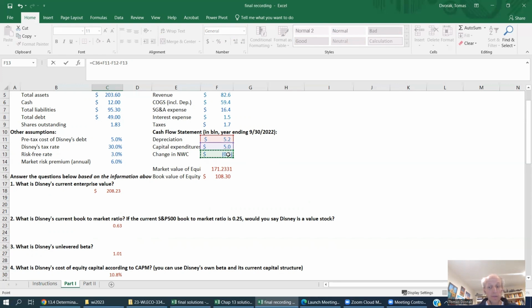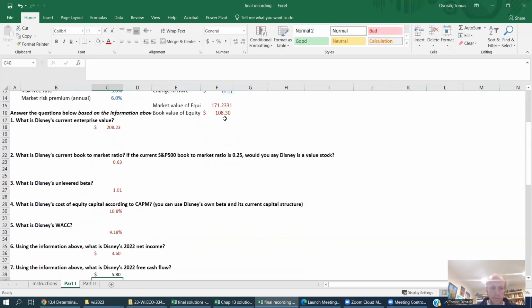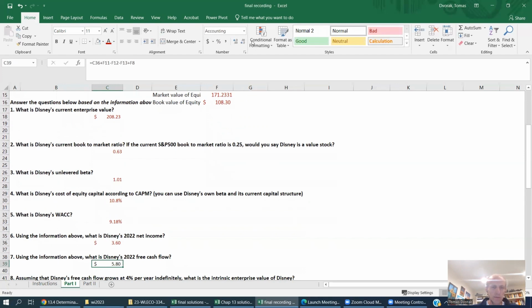And since we're looking at free cash flow, the cash flow that's available also to debt holders, we're going to add interest expense. That's 5.8 billion. That's Disney's free cash flow.